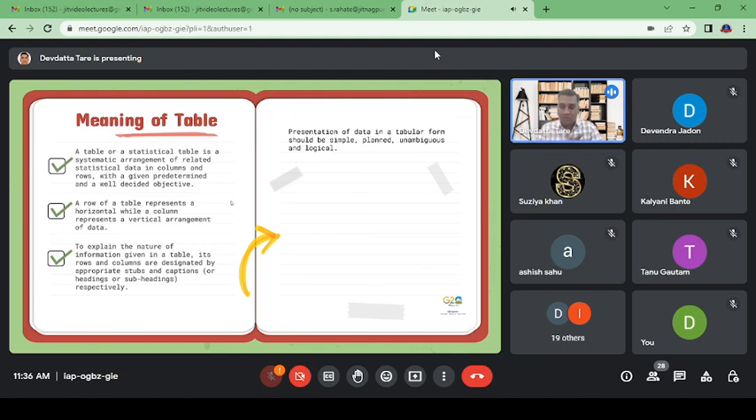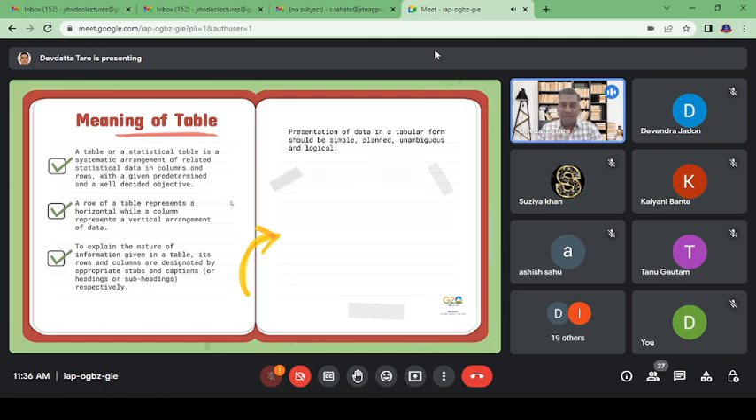So this was regarding tabulation, why we need to tabulate the data. But what exactly is a table? What exactly does a table mean? A table, or a statistical table, is nothing but a systematic arrangement. When I say systematic arrangement, there is an expectation in our minds that there should be a system of what? Of columns and rows with a given, predetermined and well-decided objective.